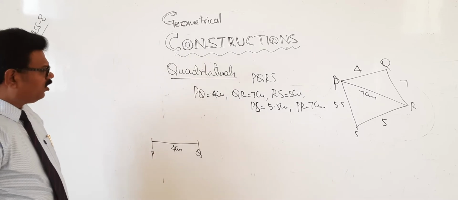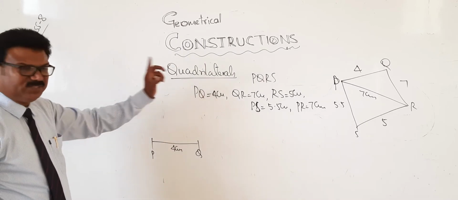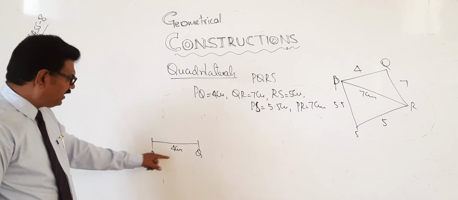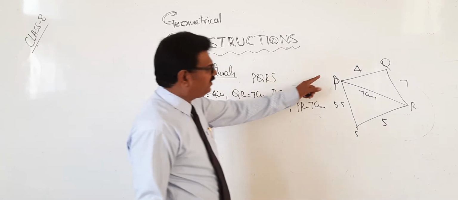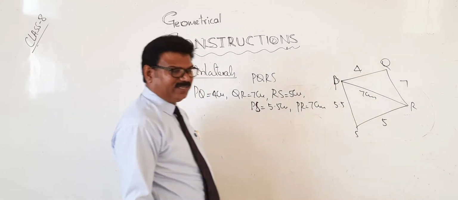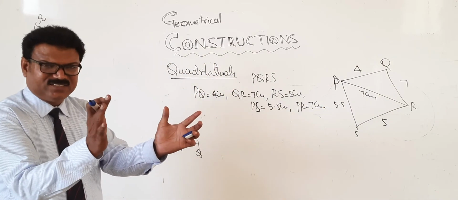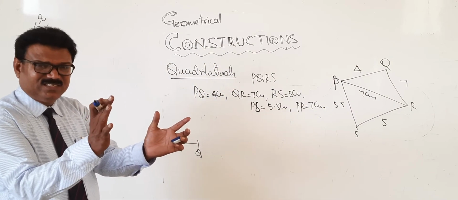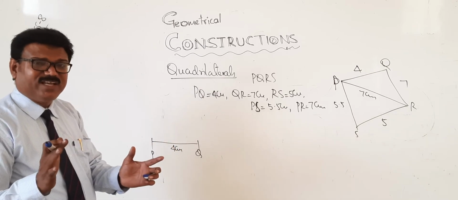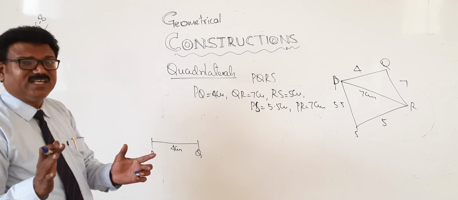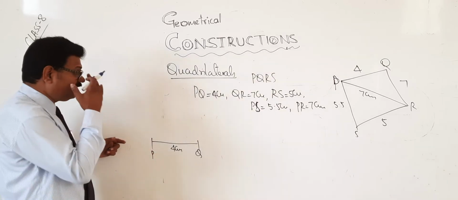Okay? How many centimeters is PQ? 4 centimeters. Next, PQR. R is there. What is the PR? 7 centimeters. Take your compass. Yes? Otherwise, what will you say?